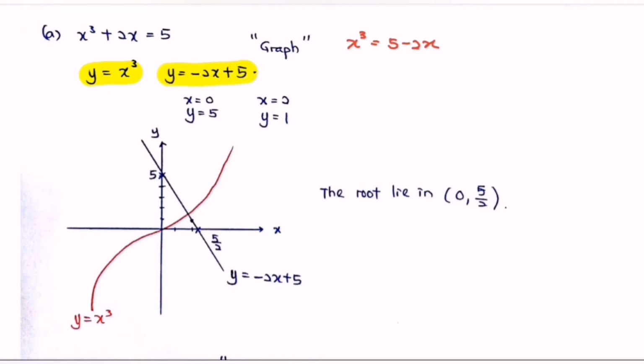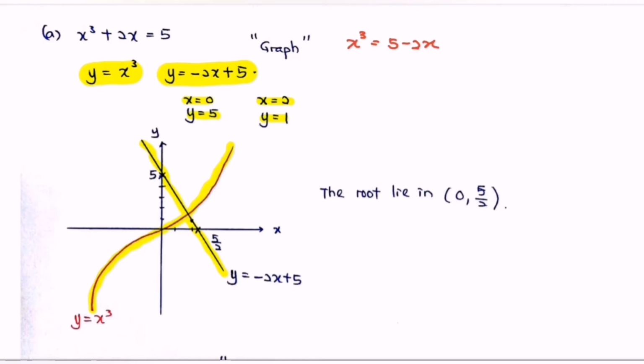As we all know, for the graph y equals x to the power of 3, we will have the basic graph. Next is to focus on y equals negative 2x plus 5. In order to sketch a straight line graph, what we have to do is to have 2 points. My suggestion is x equals 0, so y equals 5, followed by x equals 2 and y equals 1. Then I'm going to plot it. Here we will have the straight line, named y equals negative 2x plus 5.